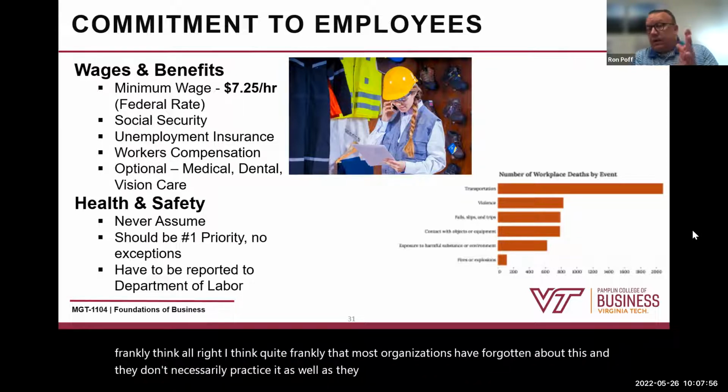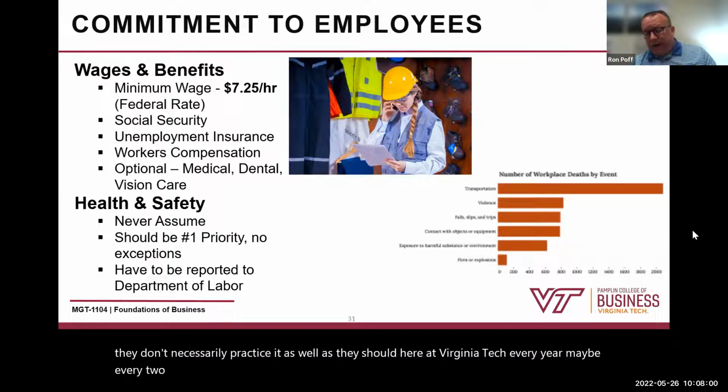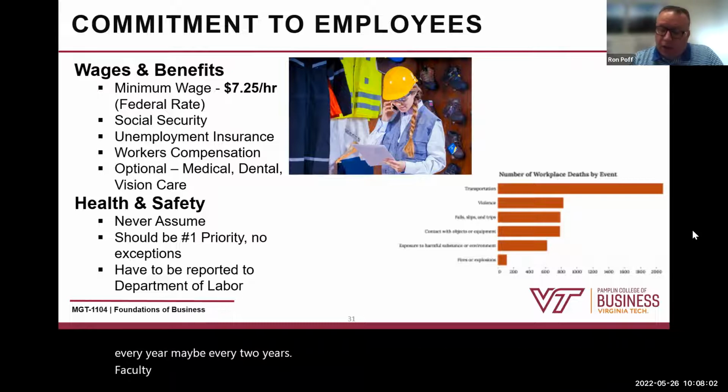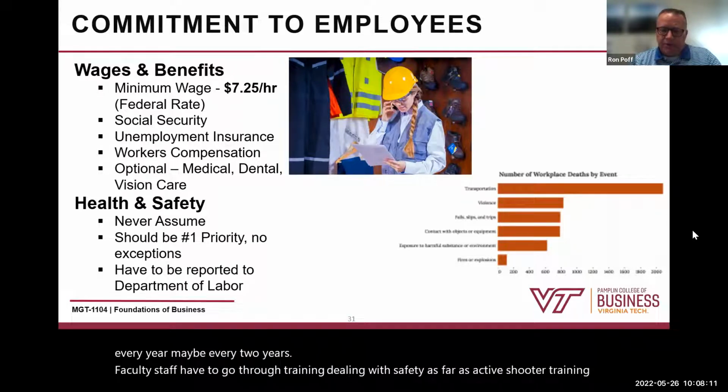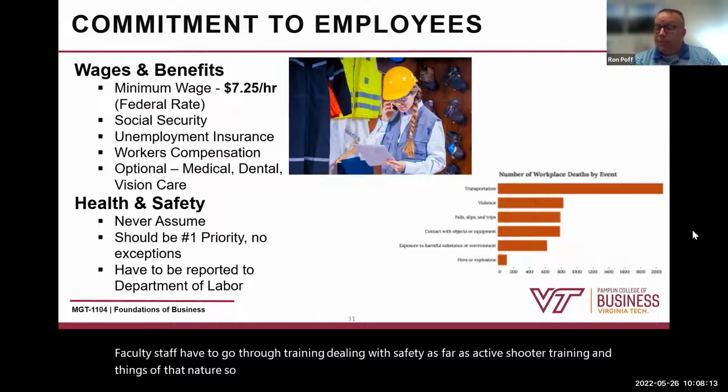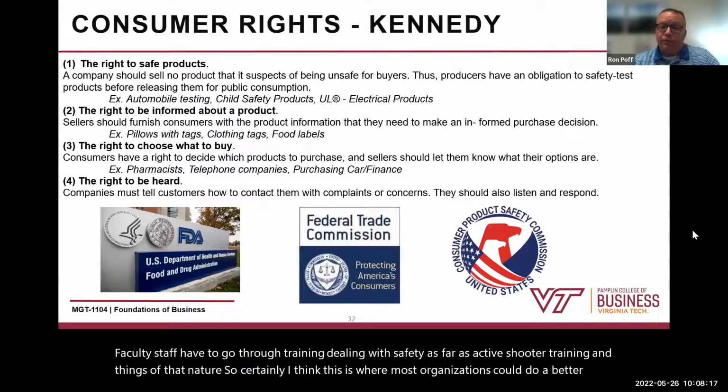Here at Virginia Tech, every year, maybe every 2 years, faculty and staff have to go through training dealing with safety, as far as active shooter training and things of that nature. So certainly, I think this is where most organizations could do a better job moving forward.